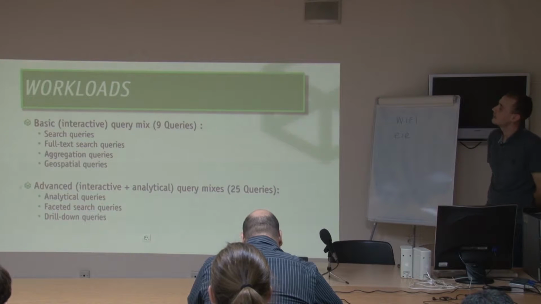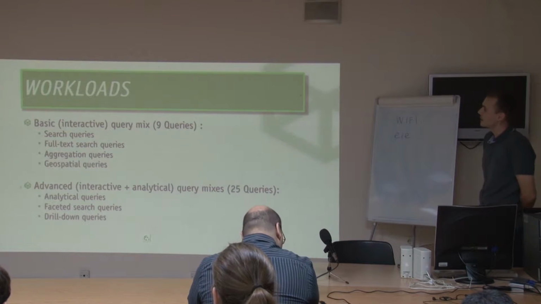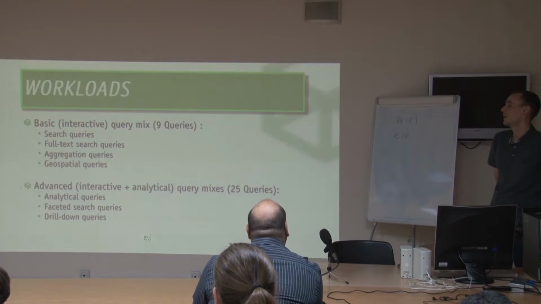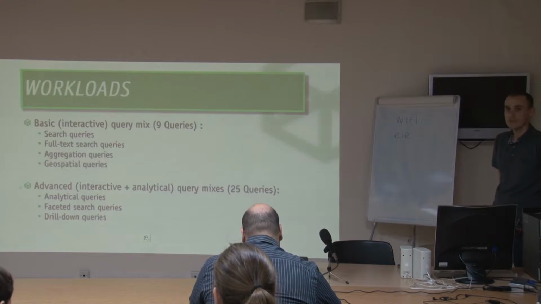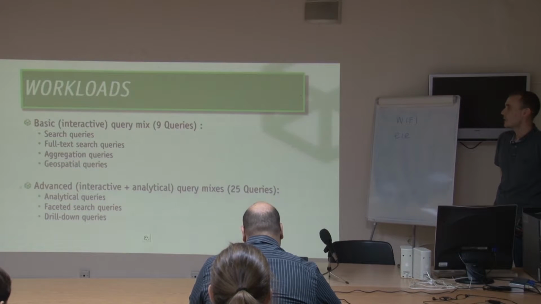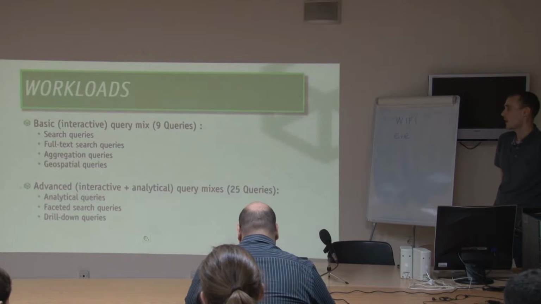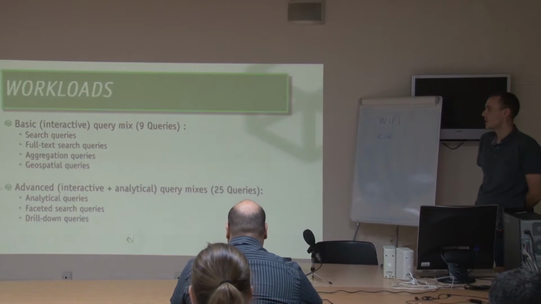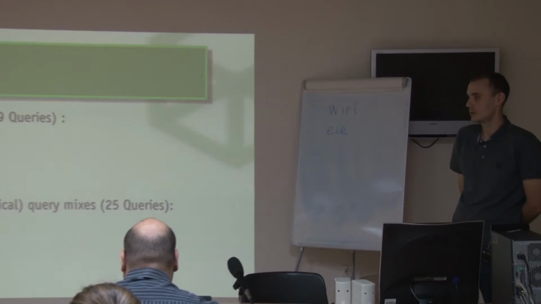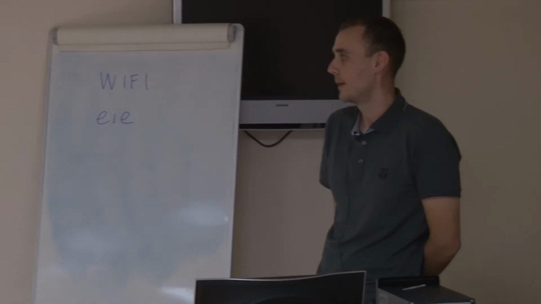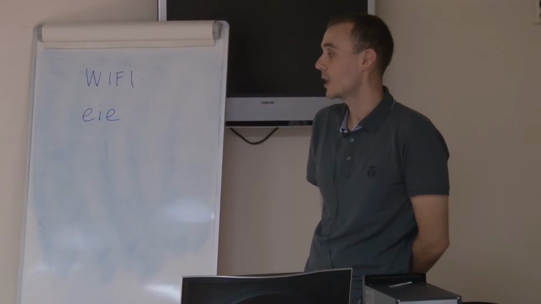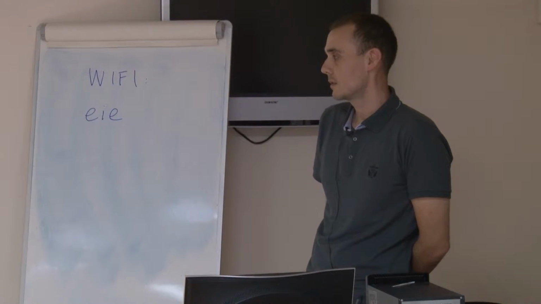So we have a basic interactive query mix, which consists of nine queries. We have all kinds of queries there. There are search queries, full text search queries, aggregation, or geospatial. Along with that mix, we add the so-called advanced query mix. It also contains interactive queries and analytical queries. The advanced query mix adds to the basic one analytical queries, which analyze the whole data sets and provide some statistics, let's say. We have faceted search queries and drill down queries.